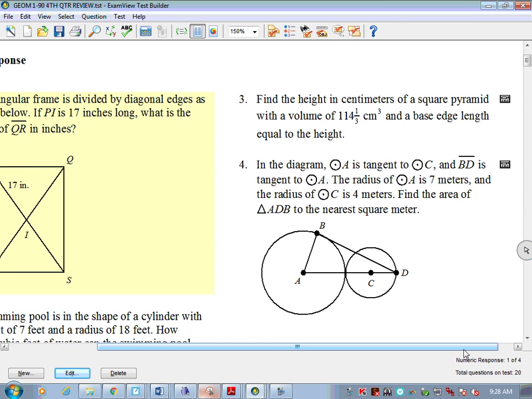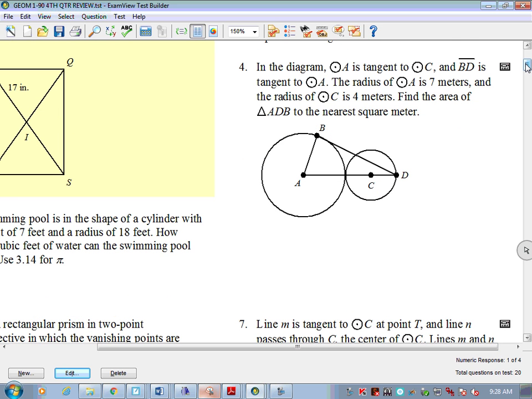In the diagram, circle A is tangent to circle C, which means these two circles touch at exactly one spot. BD is tangent to circle A, which means it touches it at exactly one spot. The radius of circle A is 7 meters. The radius of circle C is 4 meters. We want to find the area of our triangle.